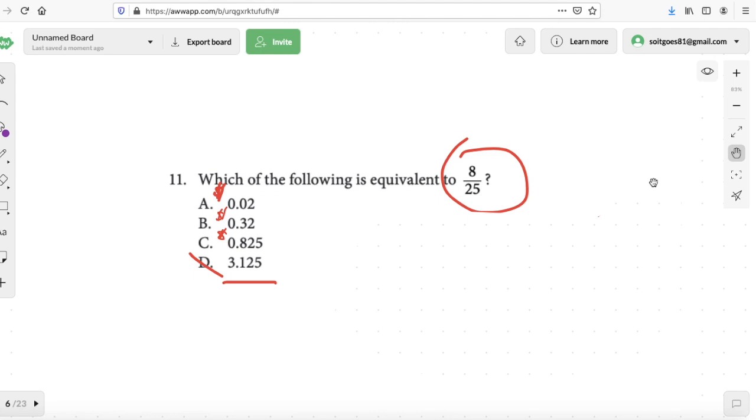Which of those is close to a third of a dollar? Because remember, 8 over 25 is close to a third. Which is close to a third of a dollar? B. B. That's right, B. Absolutely.